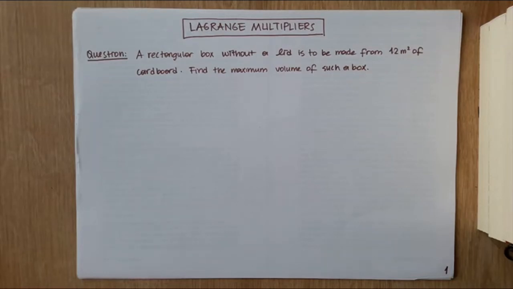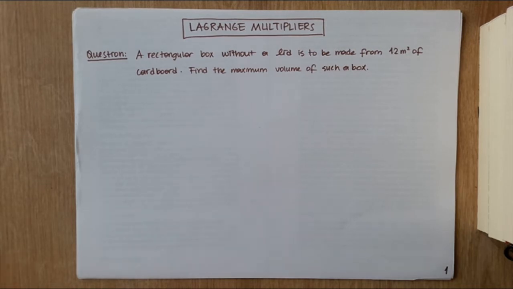Hello everybody, in this video I will talk about Lagrange multipliers and we will start with a question on this subject. The question is that a rectangular box without a lid is to be made from 12 square meters of cardboard and we want to find the maximum volume of such a box.